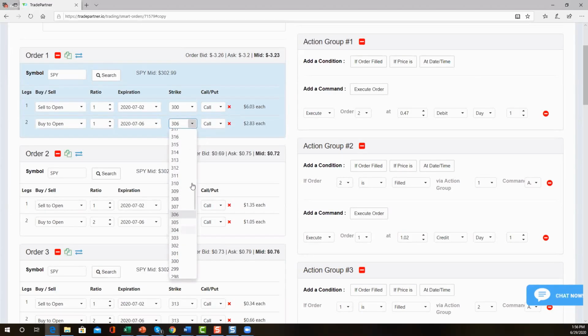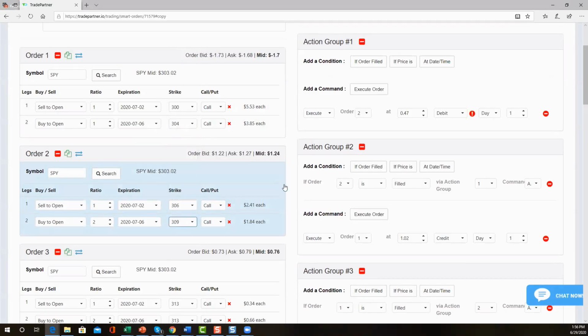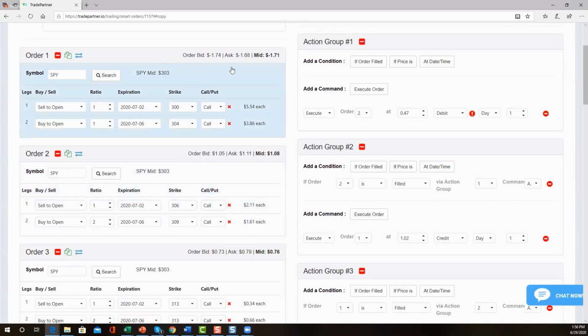So we'll go down 2 more points, 308, 306 on this one, and then 309 for the longs. And we'll wait for it to update here. So 171 credit versus a 108 debit. So you can see here that now we're going to be paying about 40 cents for this if we were to go down just 2 more points. And so you don't want to necessarily do that.